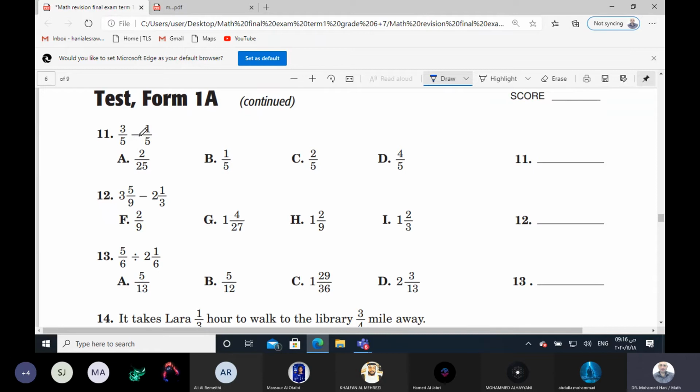Here we can subtract directly because we have the same denominator. Put here 5. 3 minus 1 will be 2. So the answer will be 2 over 5.